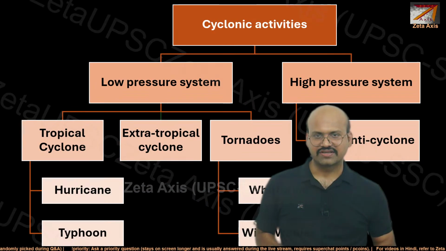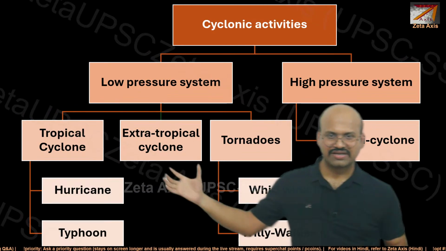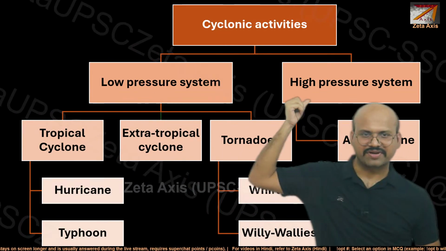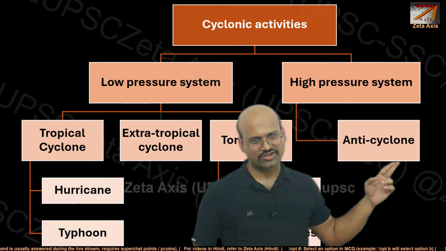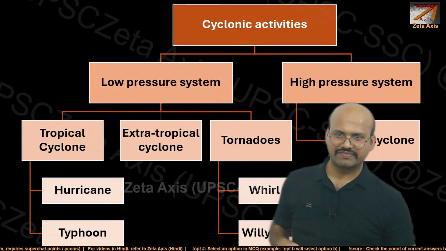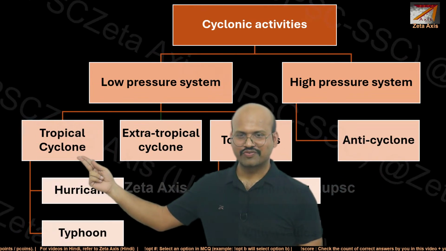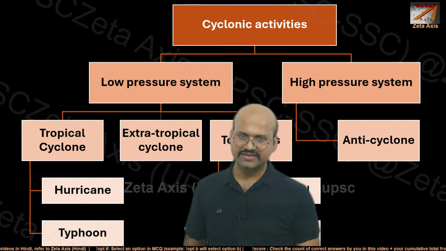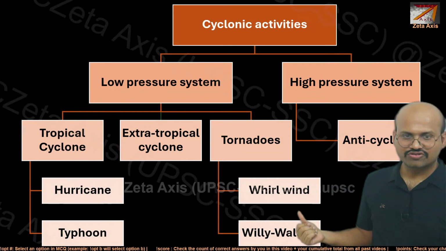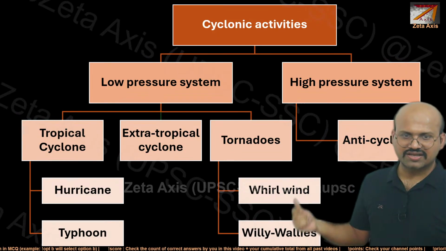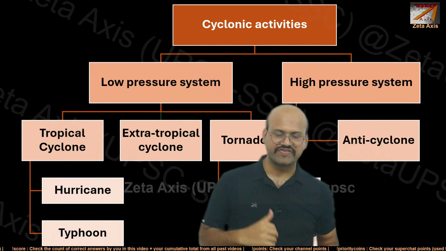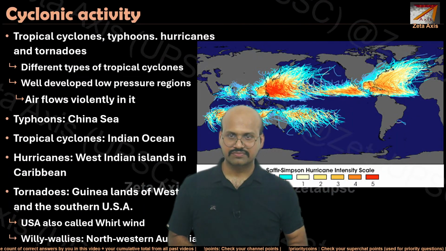The next topic discussed in this chapter is cyclonic activity. And the cyclonic activity can be divided into different types. So the first division will be low pressure systems and high pressure systems. In high pressure system, we know that there is only one, which is called anticyclone. But if you go on the low pressure side, we will see there are tropical cyclones, which are called hurricane and typhoon in different regions. Then there is extratropical cyclone, and then there are tornadoes. Tornadoes are also called whirlwinds or willy-willies in Australia. So we see that these are different types of low pressure cyclonic activities. We will see each of them briefly one by one.